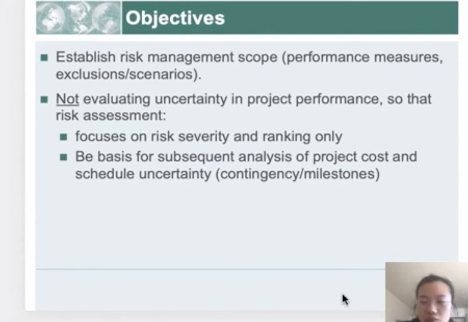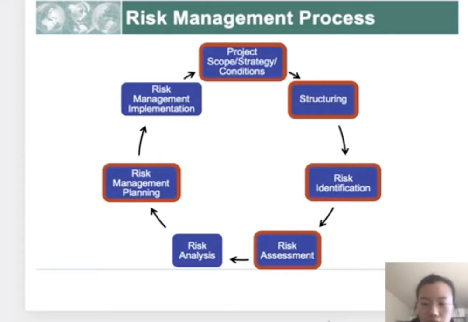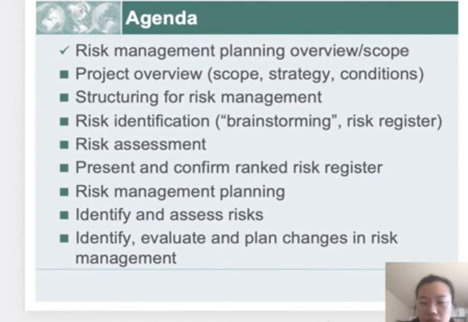Establish risk management scope. We are not evaluating uncertainty in project performance, so the risk assessment focuses on risk severity and ranking only, and is the basis for subsequent analysis of project cost and schedule uncertainty. The risk management process often has 7 steps, like a circle, beginning with risk management planning, overview or scope.